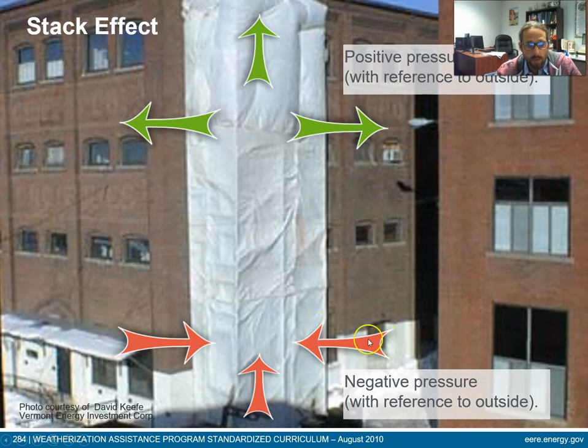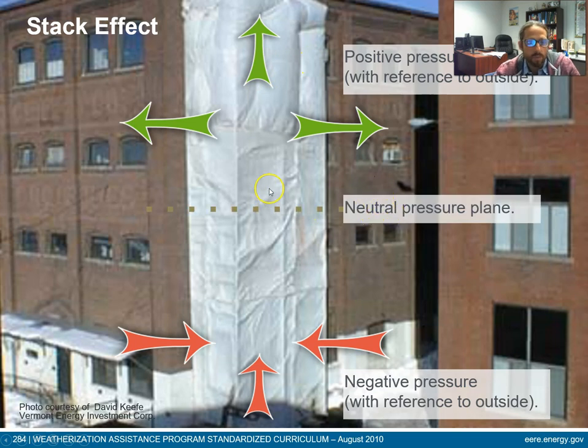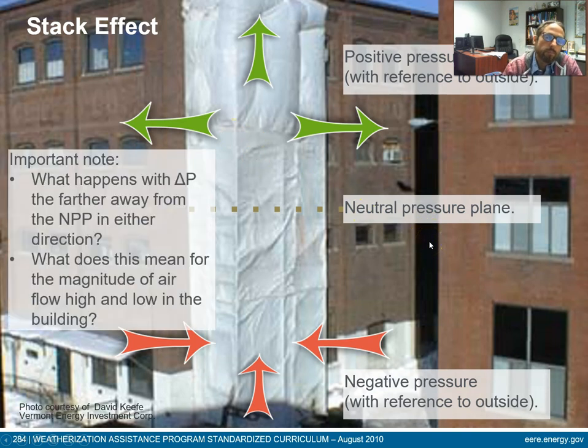And so the air is trying to pull in low and trying to push out up high. And somewhere in between, it's hard to tell. Maybe it's right around here. Maybe it's up here. That is your neutral pressure plane. And that's where there's really no real air leakage, because there's no pressure difference.